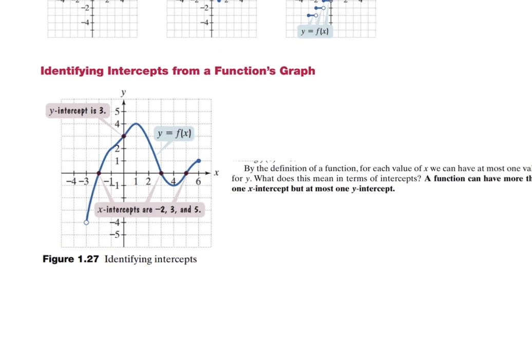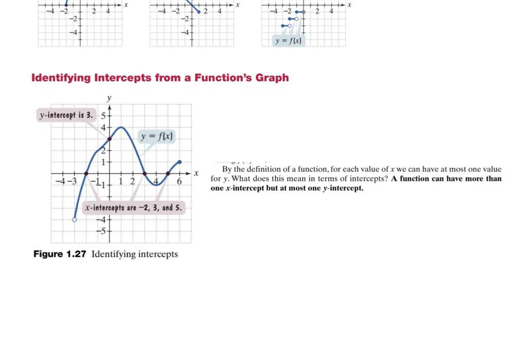Identify intercepts from a function's graph. A function can have more than one x-intercept, but at most one y-intercept, because if it had more than one y-intercept, then it would not be a function. So here are the x-intercepts. Sometimes we just list them out. Other times you might be required to list the coordinates like that. Those would be the x-intercepts.